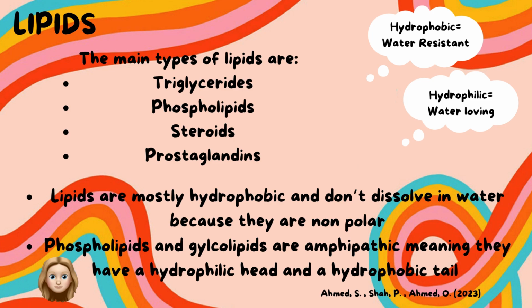Lipids are mostly hydrophobic, meaning they are resistant to water and therefore don't dissolve. An example of this is when we mix oil with water. The oil remains separate as the oil molecules are attracted to the oil and the water molecules are attracted to the water. However, glycolipids and phospholipids are known to be amphipathic, meaning they can be soluble in water. This is due to them having a hydrophilic head and a hydrophobic tail.